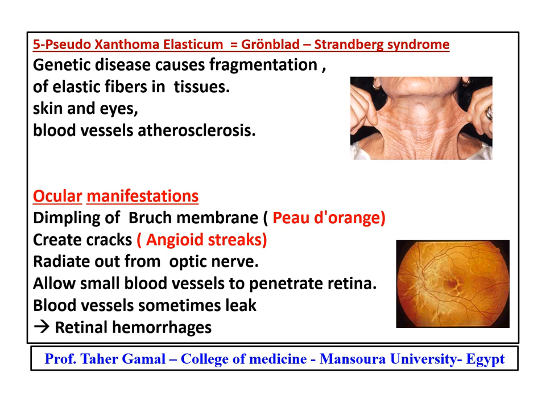The fifth disease in this group is pseudoxanthoma elasticum, or Grönblad-Strandberg syndrome. It is a genetic disease that causes fragmentation of the elastic fibers in the tissues, skin and eyes, blood vessels, atherosclerosis. The ocular manifestation of this disease is dimpling of Bruch membrane, called peau d'orange, creating cracks in the form of angioid streaks manifested in the fundus, radiating out from the optic nerve, allowing small blood vessels to penetrate the retina. Blood vessels sometimes leak, leading to retinal hemorrhage, like that in the figure.